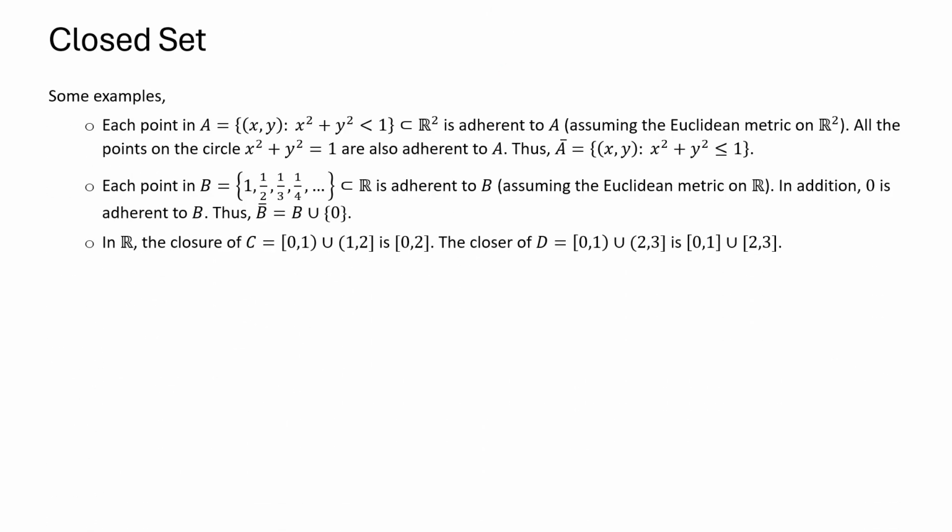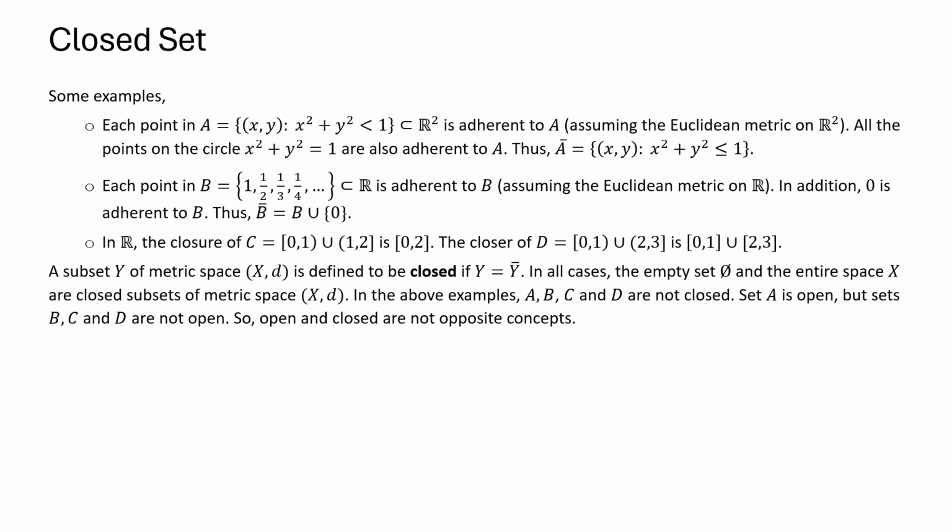We can now define closed based on our previous definition. A subset Y of a metric space is defined to be closed if the subset equals its closure. So in other words, it contains all its points that are adherent to it.